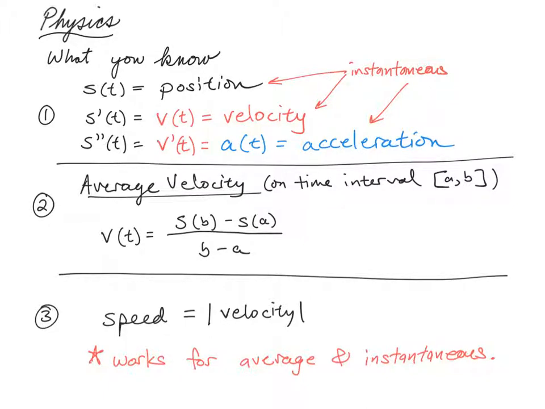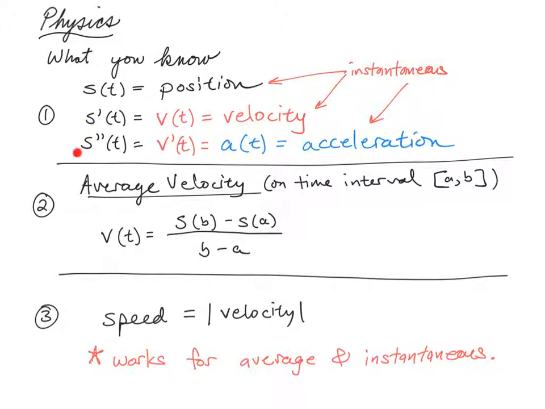In this lesson, we will talk about physics and how it relates to calculus. So what you know is that the position function is s of t. S is the position of the body that you are looking at at a specific time t. And if you take the derivative of s of t, you will get the v of t, or velocity function.